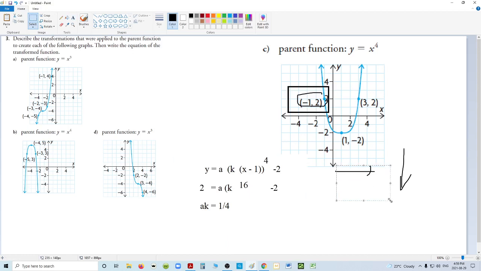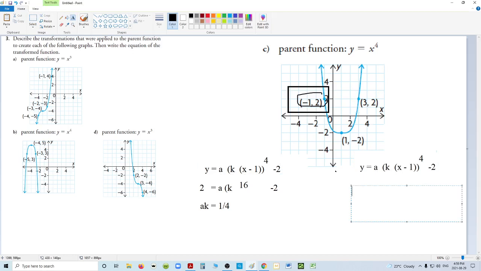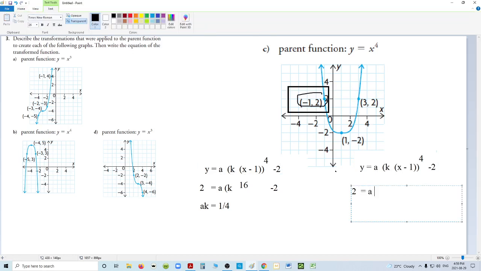It's all experimental. Then I'm going to take my other value, and I'm going to do the same thing that I did with this one. Wherever I see y, I'm going to put in a 2, and I'm going to leave my a. Whenever you're missing 2 values, you need 2 separate equations. I'm going to leave my k, and what's my new x? 2 minus 1. What's 2 minus 1? It's 1. 1 to the power of 4. What's 1 to the power of 4? It's just 1. So I get a times k minus 2 is equal to 2. So ak is equal to 4 in this case.